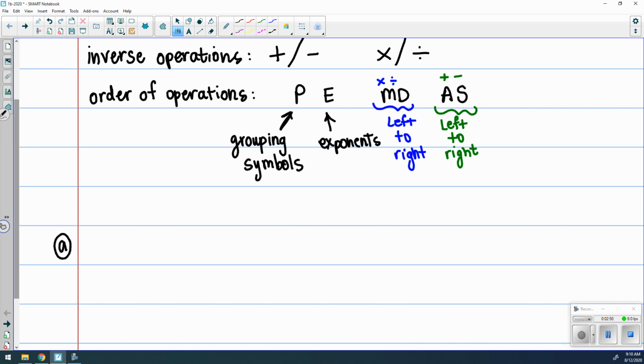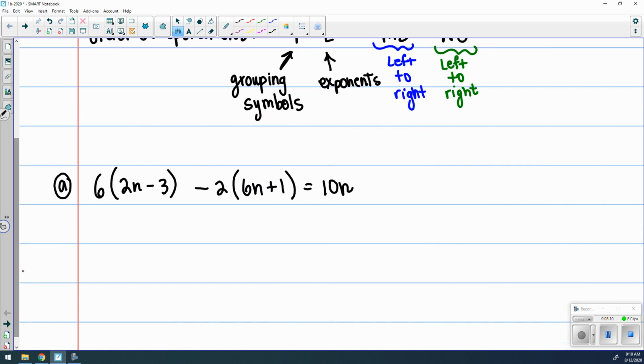So here's example A. Example A looks like 6 times the quantity 2n minus 3 in grouping symbols, minus 2 times another set of parentheses, 6n plus 1, and we're going to say that this is equal to 10n. So set the equation equal to 10n. All right, so what should we do first? We need to do the grouping symbols first.